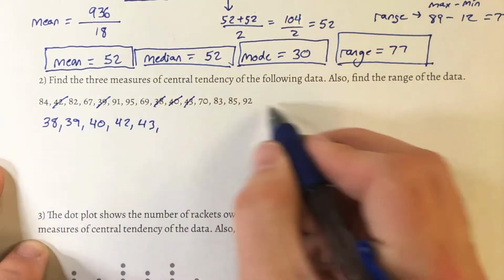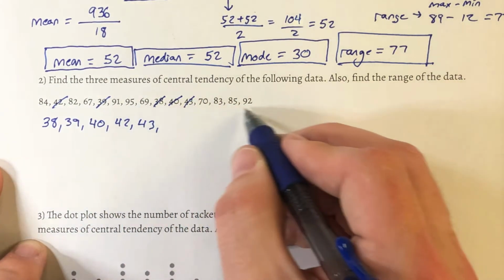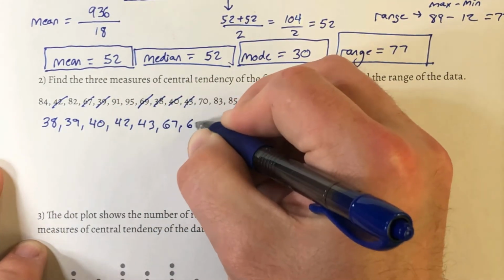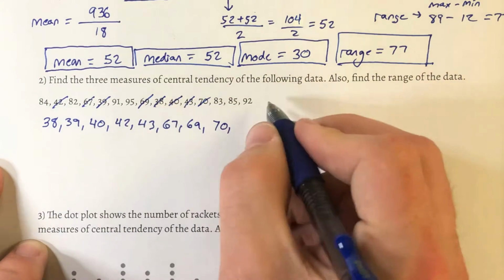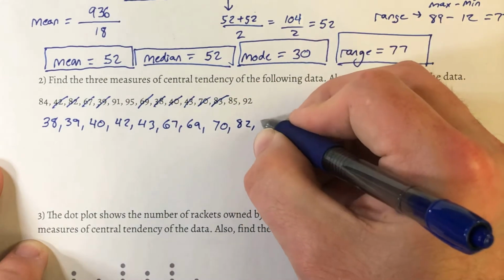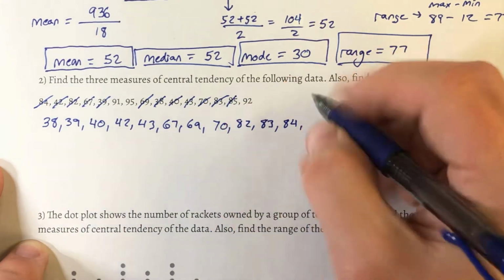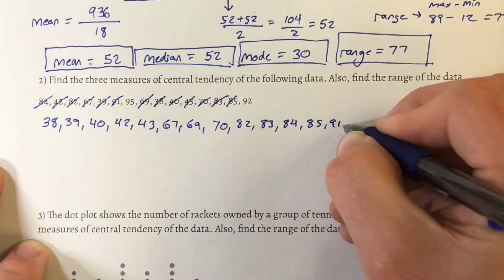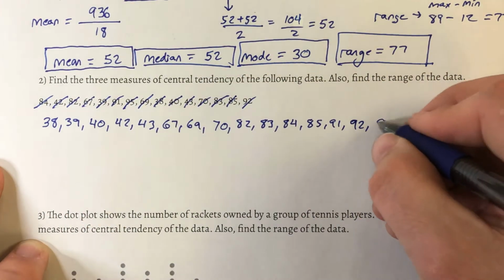Next. No more 40s, no 50s, 60s. Yes, there's a 69, but I think I saw something lower. 67 right there. 67, 69. No more 60s, 70s. There's a 70. No more 70s. All right, 80s. Let's see, 82, 83, 84, 85. No more 80s. All right, 90s. There's a 91, 92, and 95. Let's just double check.